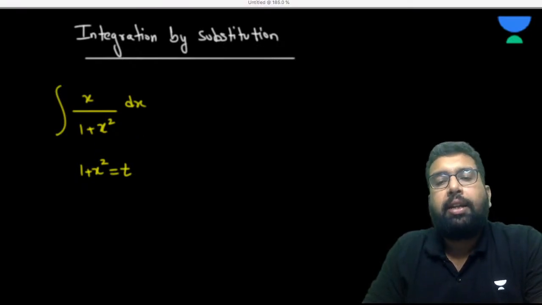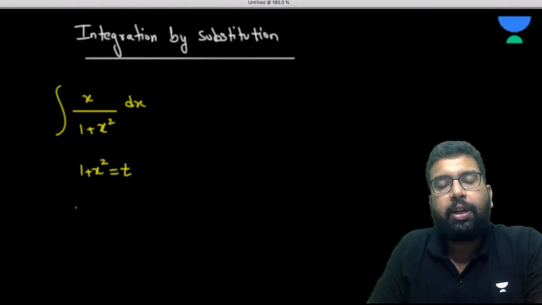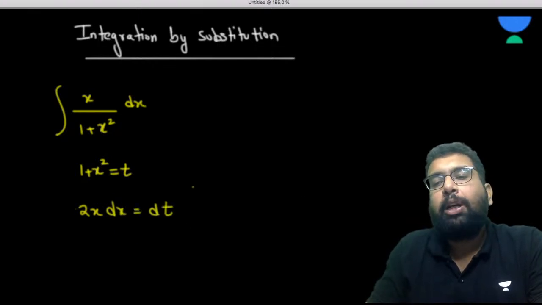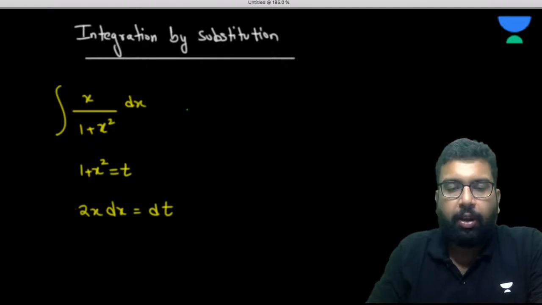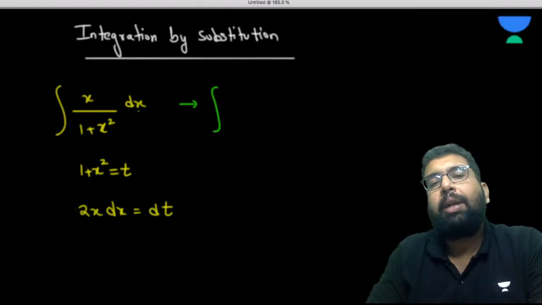So, integration by substitution. What have we done, sir? We have considered this 1 plus x square as t. Now by doing so, what happens? If we differentiate on both sides, it will become 2x dx as dt. Now see what benefit we get. We can write it like this: x dx will become dt by 2.